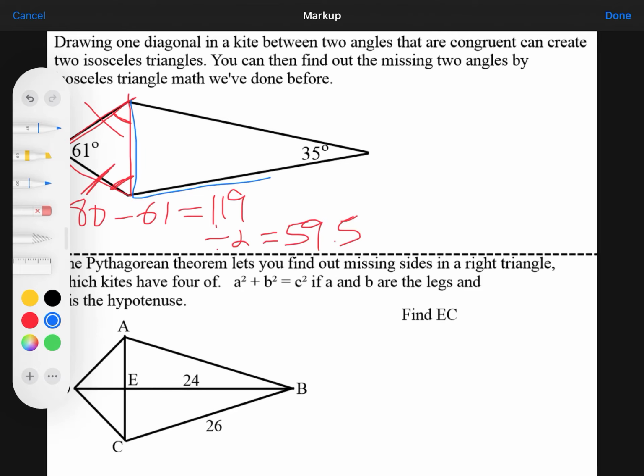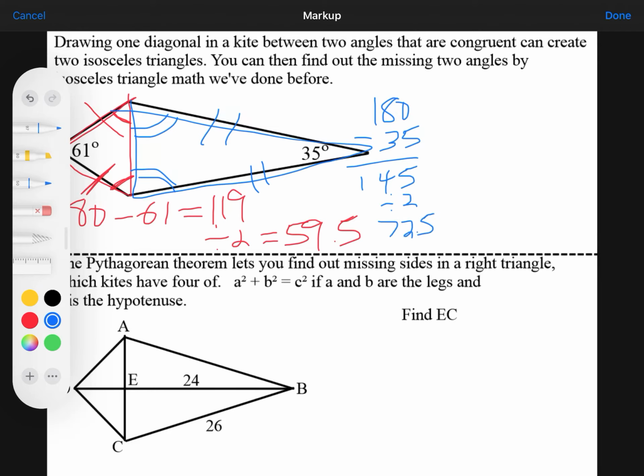And you have another isosceles triangle because this side of a kite is the same as this side of a kite. So you can do 180 minus 35, get your missing angle, divided by 2, and get 72.5. You have one angle that's those two blue angles. You have one angle that's those two red angles. You can just add them together at that point.